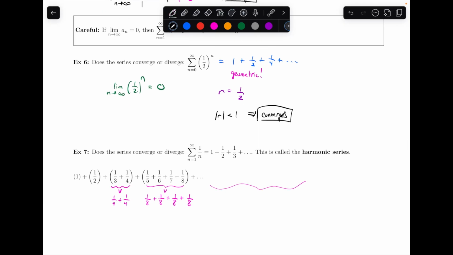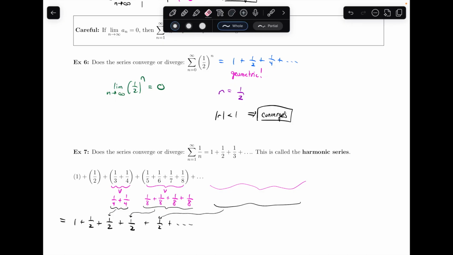So what does this now give me? Well, I have that 1, and then I got that 1/2, and then plus I got 1/4 plus 1/4, which, ooh, that's 1/2. Plus, I got 4 of these 1/8s added together, and shocker, that's also 1/2. And if I kept going like this, this next group would also give me a 1/2. I keep getting 1/2 plus 1/2 plus 1/2. So this sum here is definitely infinite.